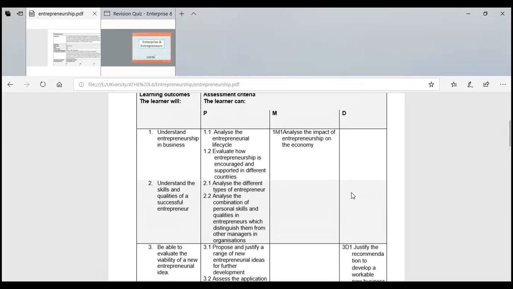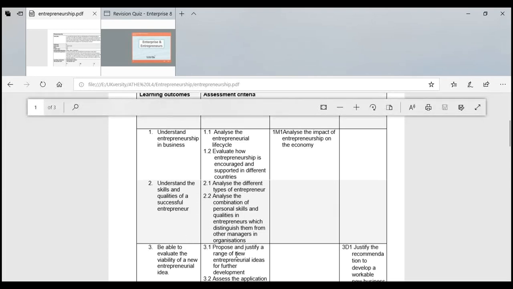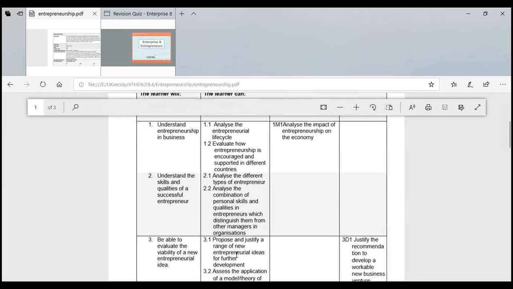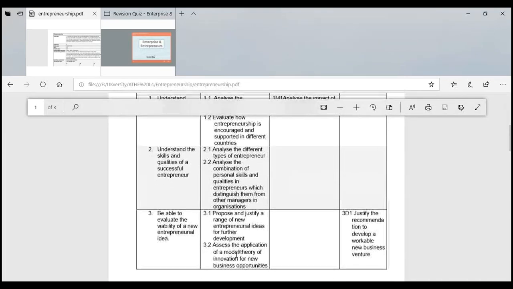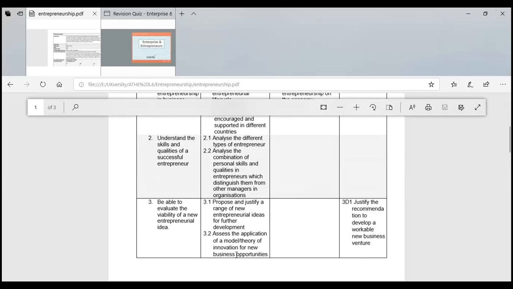The first learning outcome is to understand entrepreneurship in business, analyze the entrepreneurship life cycle, which is like a business cycle, and evaluate how entrepreneurship is encouraged and supported in different countries. We'll go through the skills and qualities of a successful entrepreneur: those businesses that are successful, why they are successful, what skills and abilities they have, how these change with the requirements over the passage of time to keep on track, and how we can develop those skills to be successful.